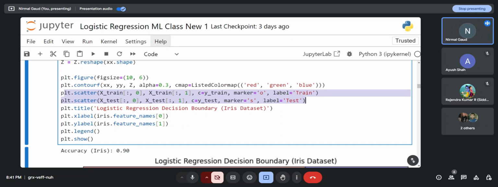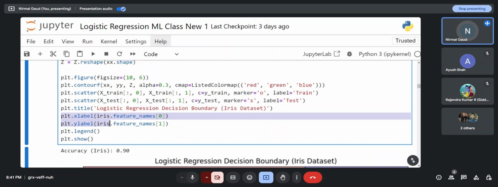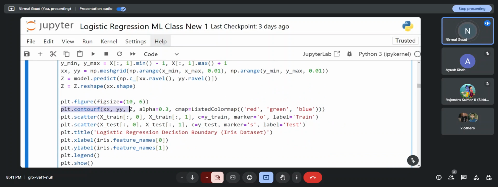And then the rest is X label, Y label, and all these things, which don't make much difference. The only thing is that here you are making the contour with red, green, and blue. So these are the limits. This is the prediction over the XX and YY which you have taken here.